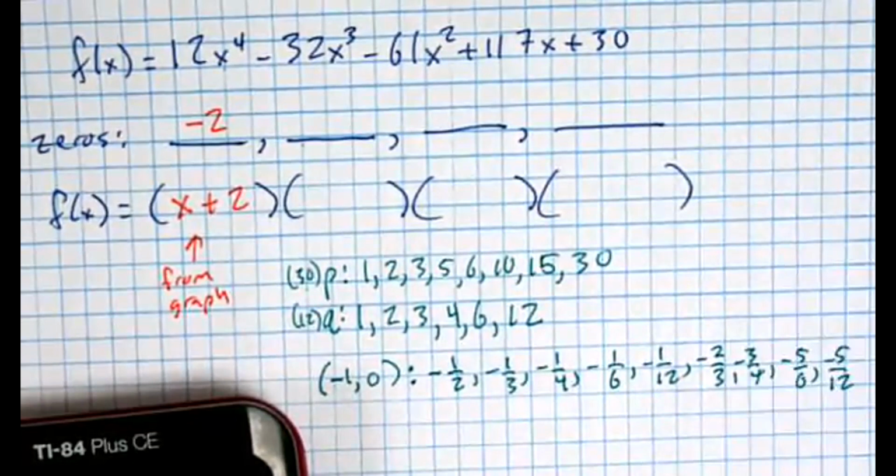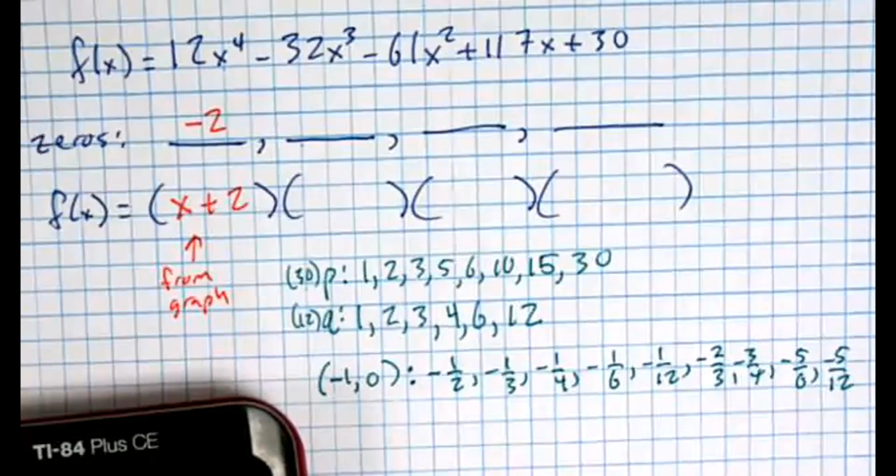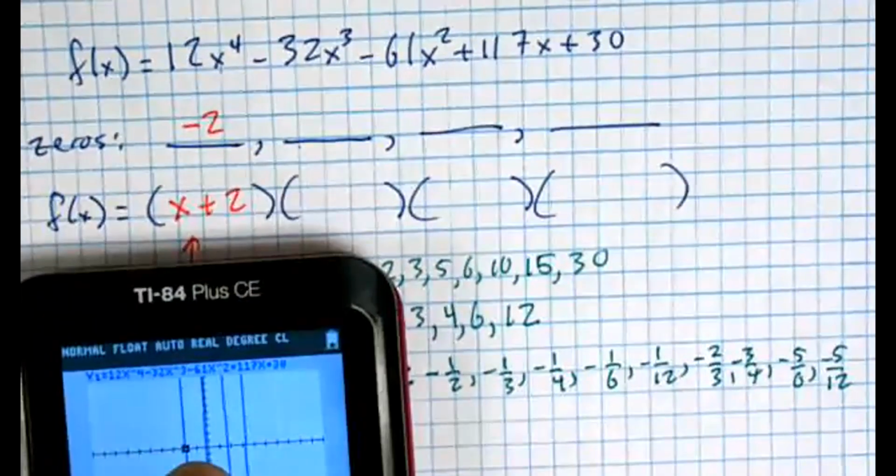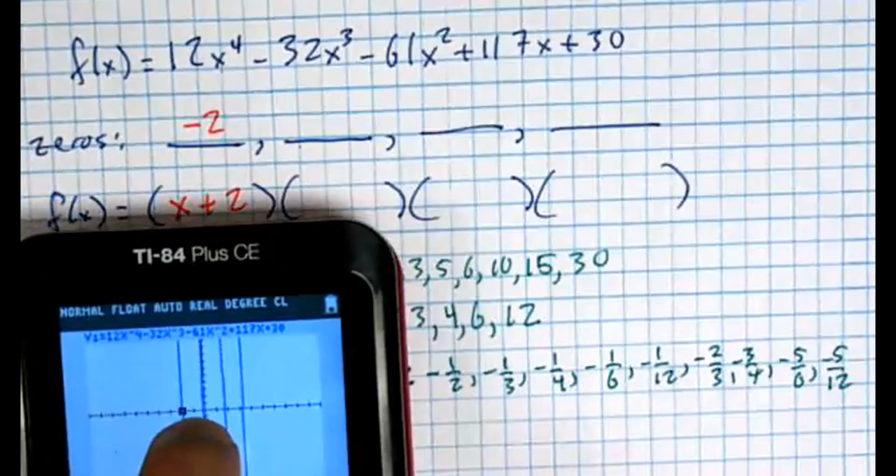So we're gonna go through, we're gonna try those all in our calculator. Now, we can be kind of smart about some of these. If we look at our graph, that looks like it's really close to 0, isn't it? So I think like -5/6 is probably going to be too big.